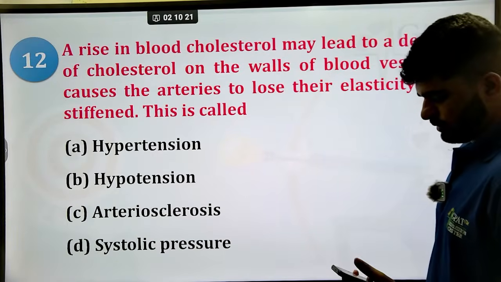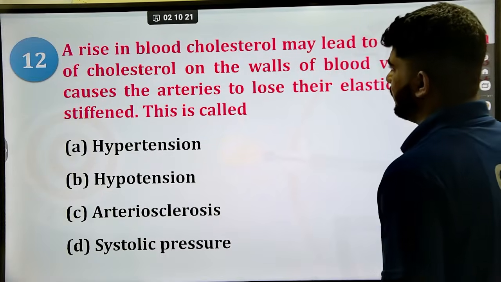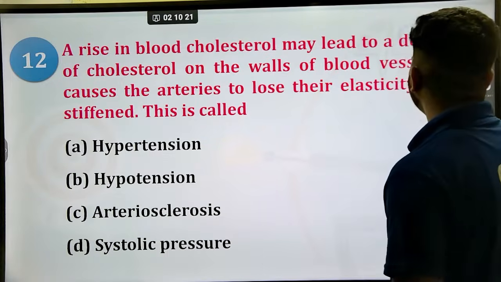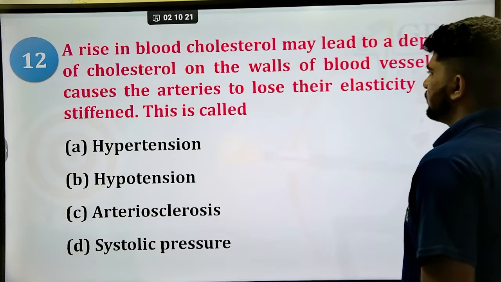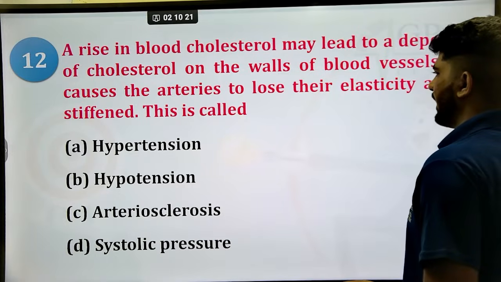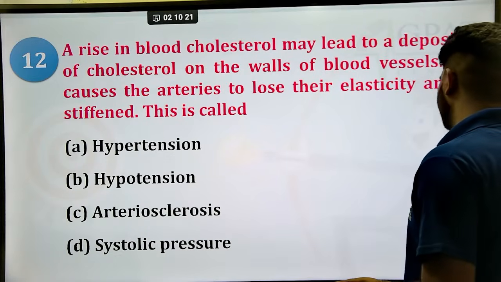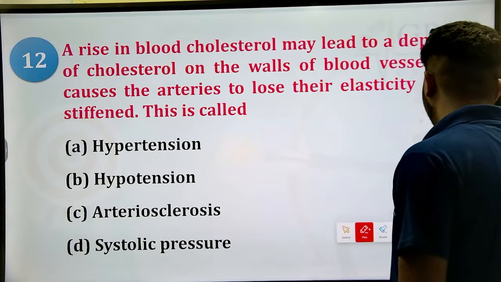Okay. Now, red man syndrome. Exactly, Shravani, very good. A rise in blood cholesterol may lead to deposition of cholesterol in the walls of blood vessels. This causes the arteries to lose their elasticity and get stiffened. This is called as what? This is quite a tricky question for you all. What's that, guys?